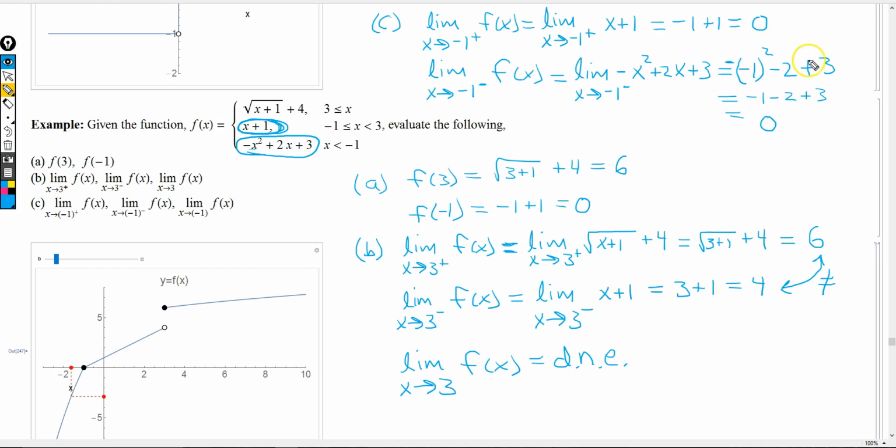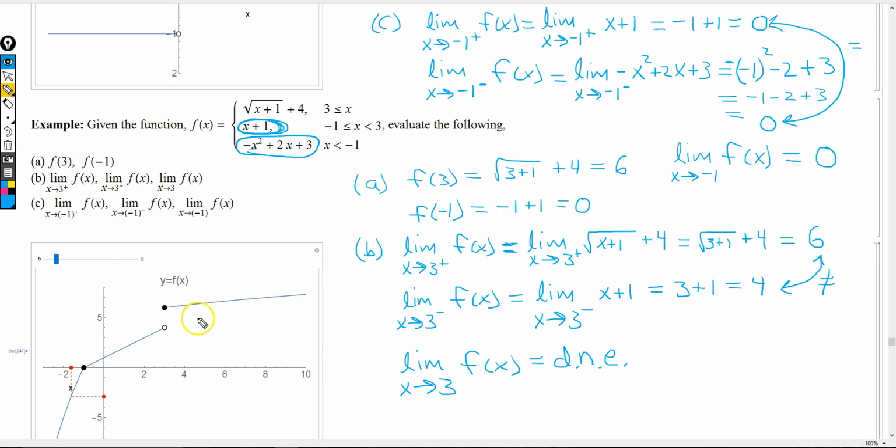Okay, so notice now that the right-hand limit and the left-hand limit down here, they both exist, and they're equal. And so the full limit as x approaches -1 of this function will exist, and it will equal 0. Alright. So there you go. We've answered all of our parts over here.